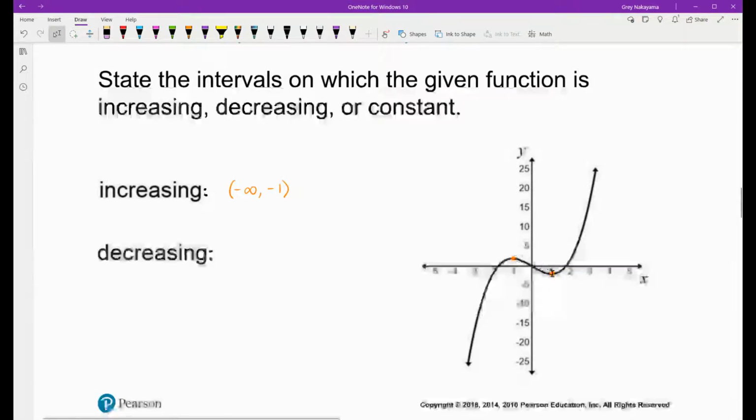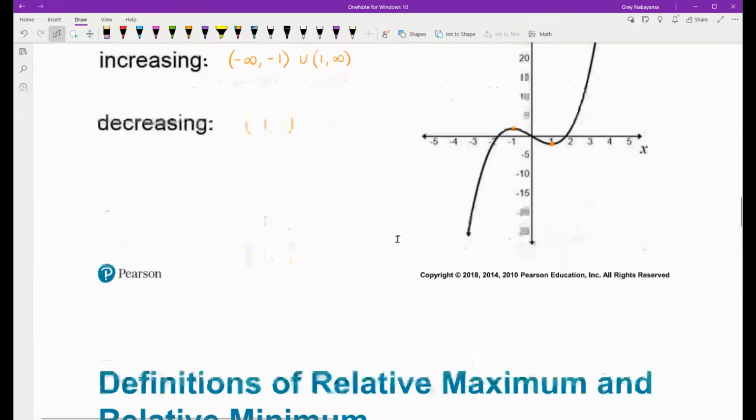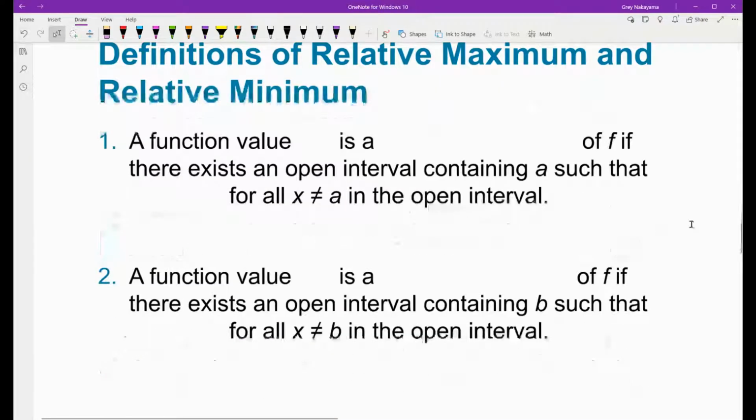Then I'm going down, and the x values are -1 to 1. So that's my decreasing interval. And then at 1, it picks back up and increases again forever and ever. So when we have more than one, we use the little U symbol, meaning union, and then we go from 1 to infinity. And when you're stating these intervals, y'all, they're always parentheses, because you're not increasing or decreasing at a specific point. So it's always parentheses. That's a nice thing.